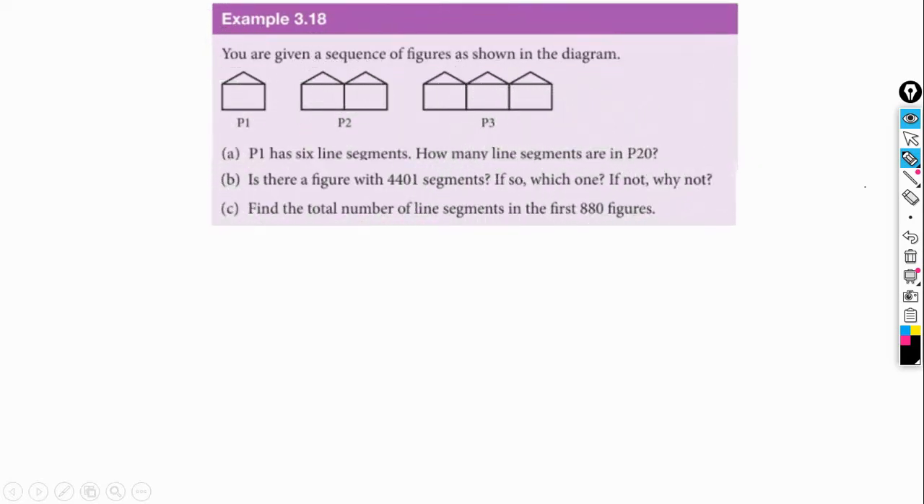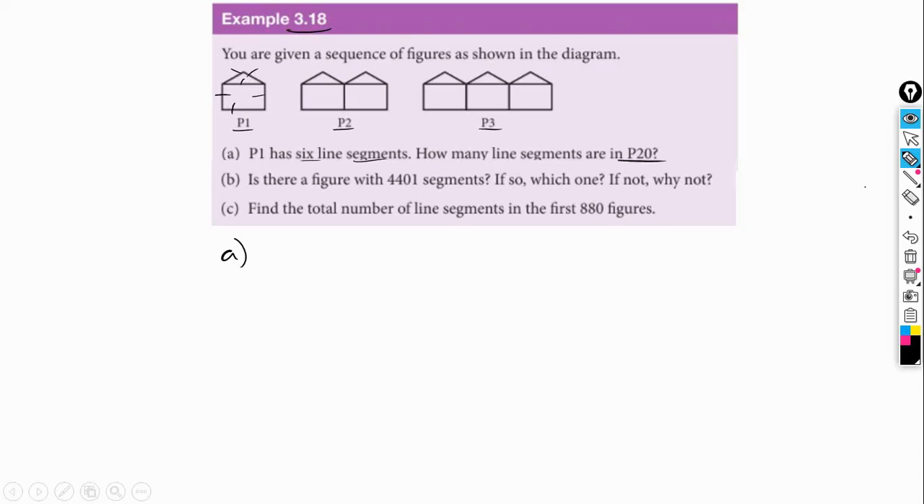So next we have example 3.18, and it says you are given a sequence of figures as shown in the diagram. So we have P1, which is like a house figure, and then P2 is two houses put together. P3 is three houses put together. So letter A, P1 has 6 line segments. As we can see here, 1, 2, 3, 4, 5, 6. How many line segments are in P20?